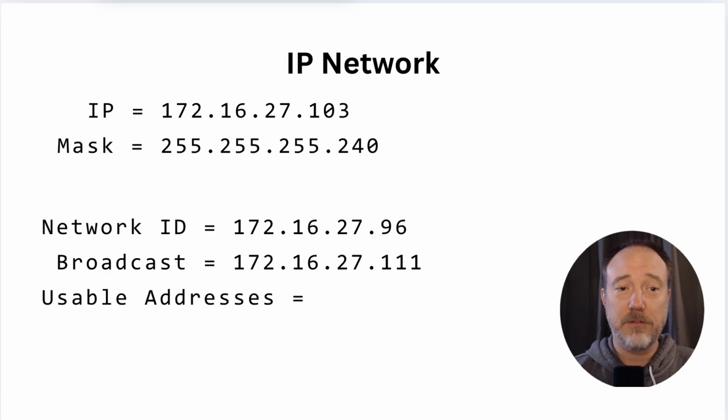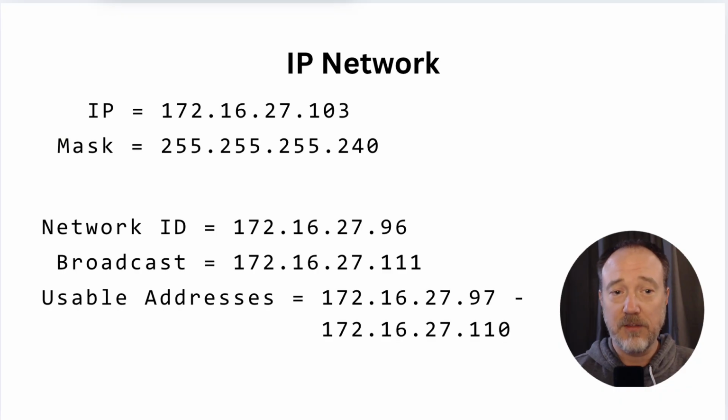The usable addresses are going to be the values between the network ID and broadcast address. So this would give us 172.16.27.96 all the way through 172.16.27.110. So since there are 4 host bits in the subnet mask, we still only have 16 values. 2 of those values are used for the network ID and the broadcast address, so we have 14 usable addresses for members of the network.